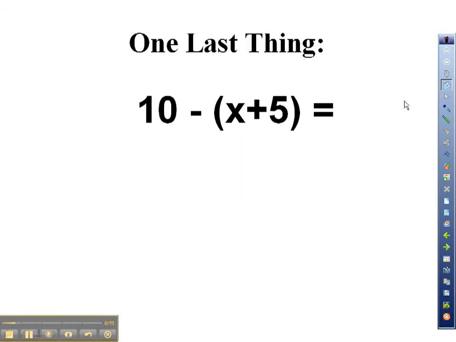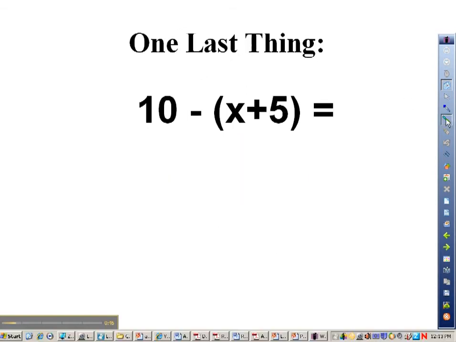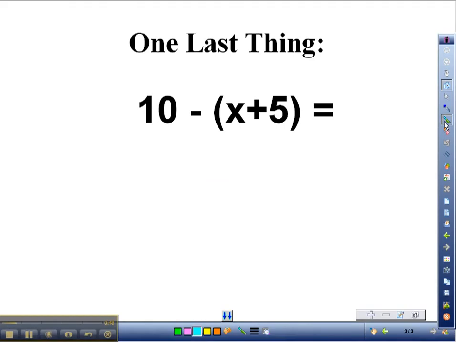All right, one last thing I need to talk about, and this will probably be on the second worksheet you guys get on distributive property. This guy right here is a little difficult to deal with. We can handle it, not a problem. Okay, I've got 10 minus everything that's inside these parentheses.